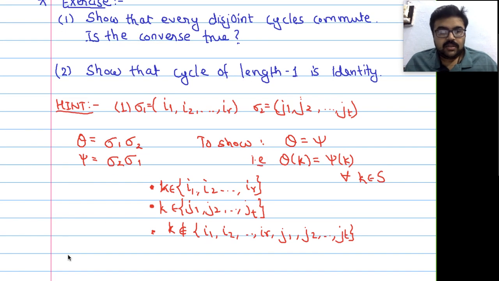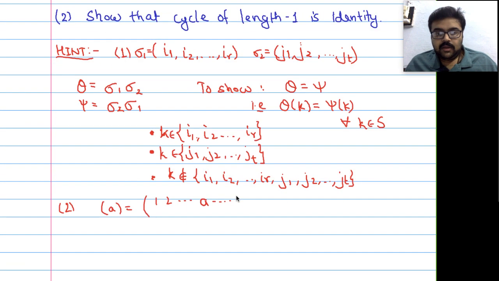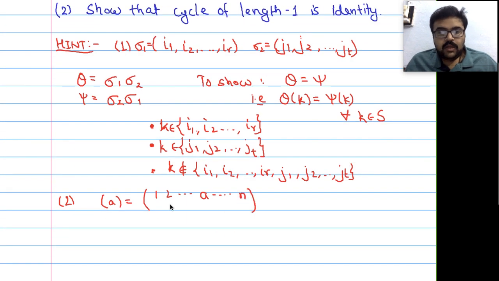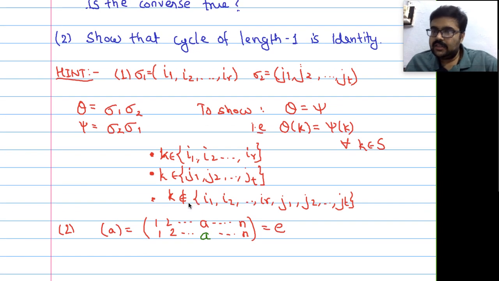And the second one is very easy. We have seen in the second one a cycle of length... So A is what? A is this: 1, 2, 3, and somewhere there is A, and N. So A is mapped to A, and all others are anyway identity. So 1 goes to 1, 2 goes to 2, and so on. Then N goes to N. So this is anyway identity. So that was the hint for the exercise. Just write this one clearly.